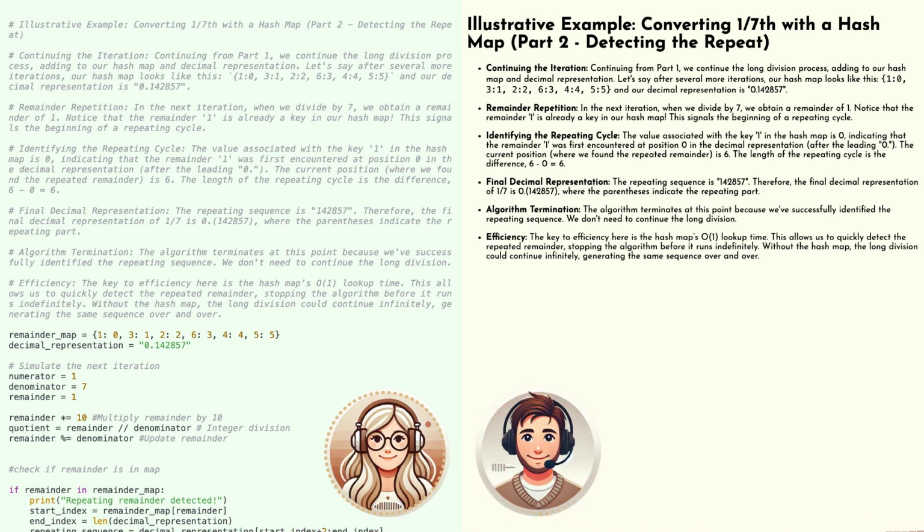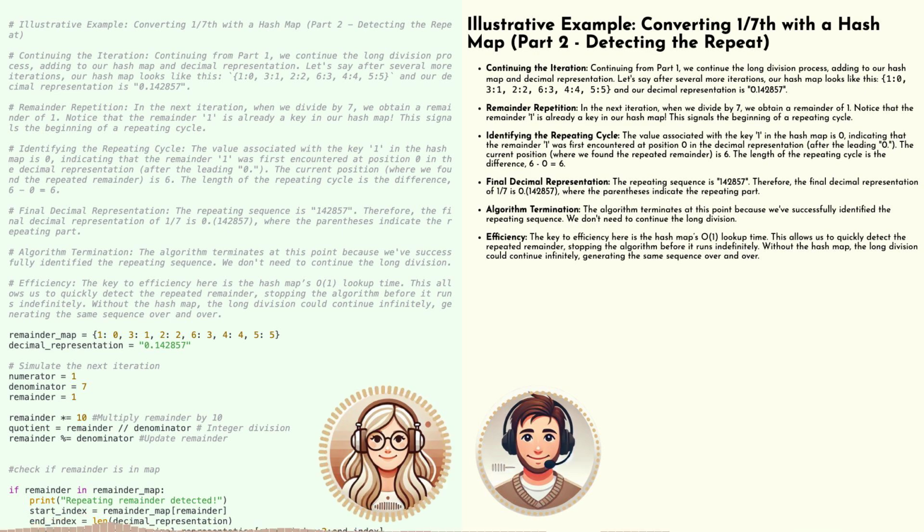Keep going. We're getting close. Okay, feeling the momentum here. Remainder of 4 times 10 is 40. Divided by 7 is 5 with a remainder of 5. Okay. Add that to our hash map: 3:1, 2:2, 6:3, 4:4, 5:5. All right. Our decimal is now 0.14285. Now things are about to get really interesting.